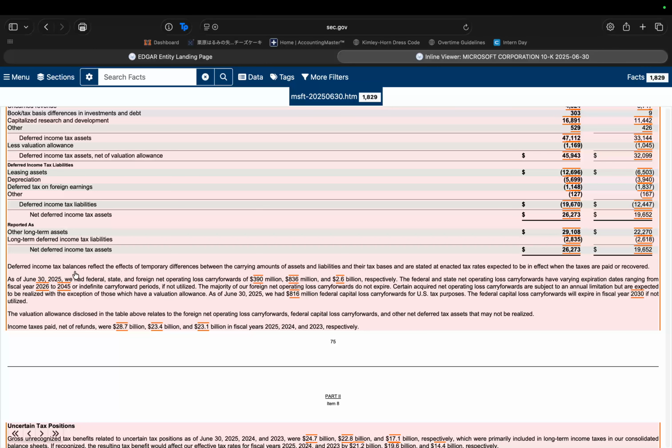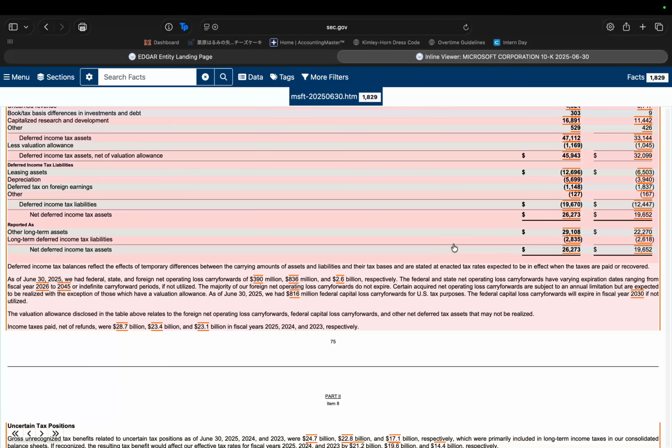And like here, we have some definitions. Deferred income tax balances reflect the effects of temporary differences, which we explained were like depreciation, warranty costs, installment sales, between the carrying amounts of assets and liabilities and their tax bases, and are stated at the enacted tax rates expected to be in effect when the taxes are paid or recovered.